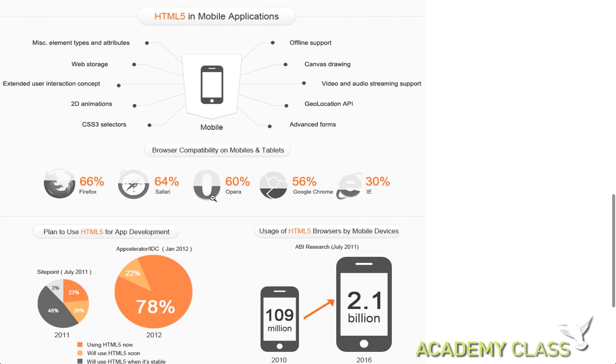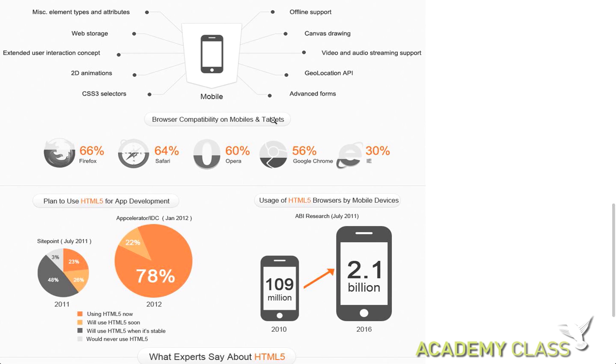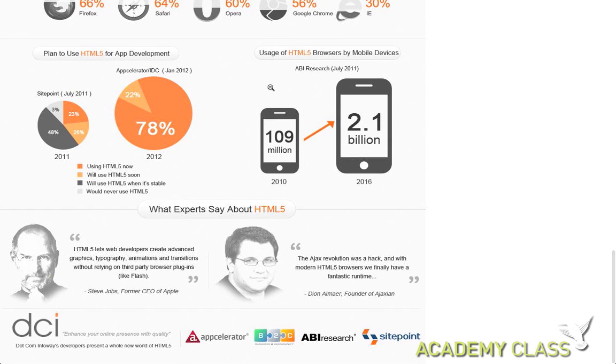And HTML5 in mobile applications. You can use geolocation, basically using the GPS. You can use web storage, again 2D animations. Forms is a lot easier to do on mobile phones. And this is an interesting stat. A year ago, in 2011, 48% will use HTML5 when it's stable. This is talking about web developers. Okay, 3% said would never use HTML5, and 26% said will use HTML5 soon, and 23% are using it now.